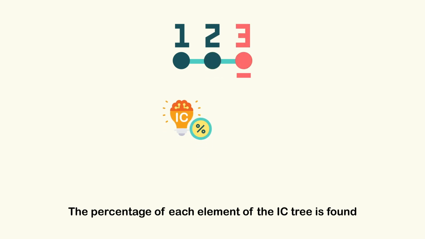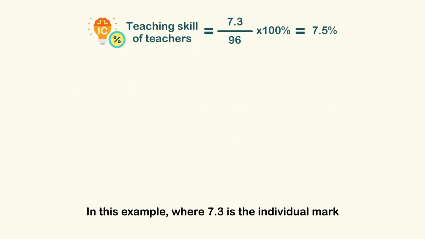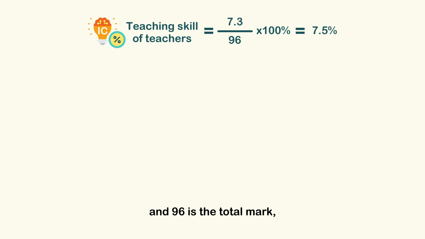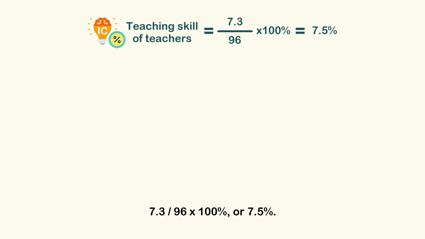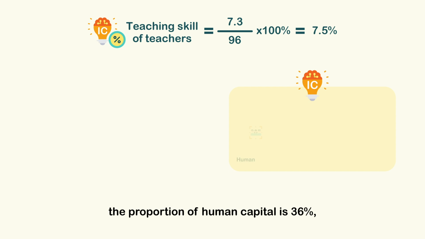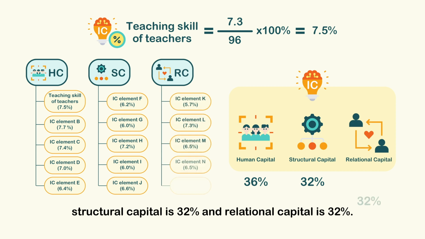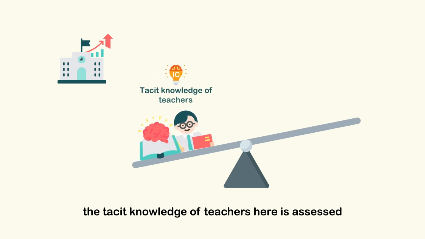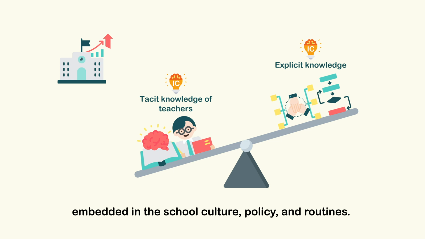The percentage of each element of the IC tree is found by dividing the individual mark by the total mark. In this example, where 7.3 is the individual mark and 96 is the total mark, the percentage for teaching skill of teachers is 7.3 divided by 96 times 100%, or 7.5%. In terms of the overall distribution of intellectual capital, the proportion of human capital is 36%. Structural capital is 32%, and relational capital is 32%. This suggests that in terms of school development, the tacit knowledge of teachers here is assessed as more important than the explicit knowledge embedded in the school culture, policy, and routines.